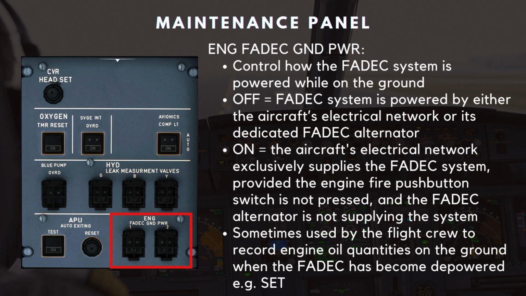Lastly, we have the engine FADEC ground power switches, which control how the FADEC system is powered while on the ground. When set to off, the FADEC system is powered by either the aircraft's electrical network or its dedicated FADEC alternator. When set to on, the aircraft's electrical network exclusively supplies the FADEC system, provided the engine fire push-button switch is not pressed, and the FADEC alternator is not supplying the system.